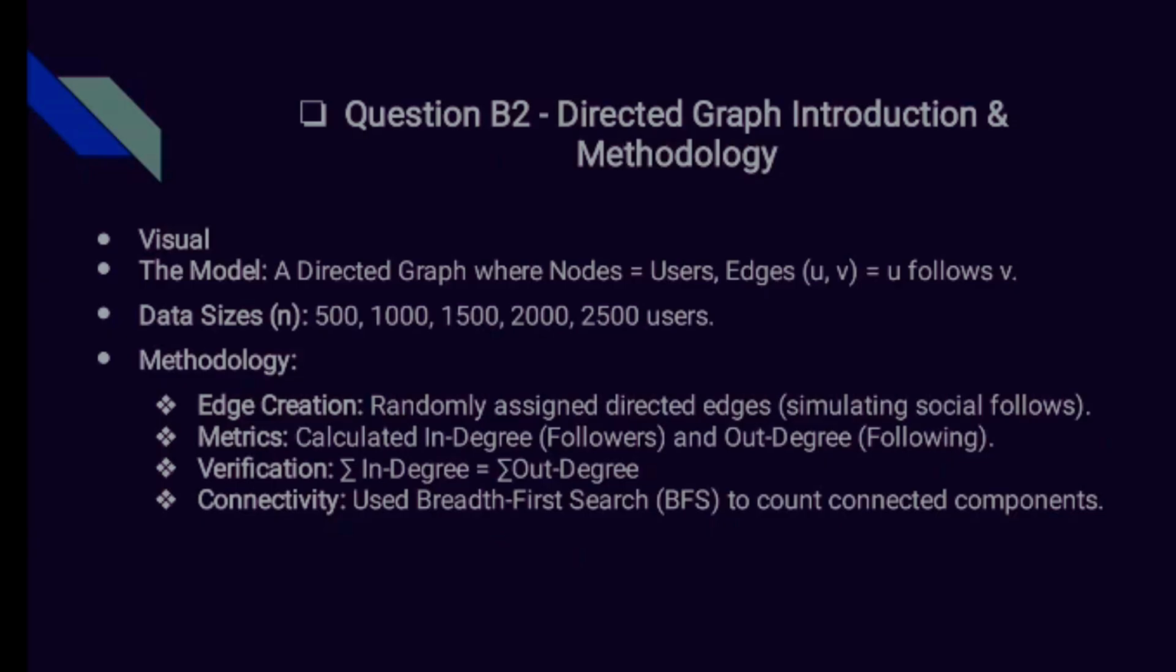For this part, we used a directed graph model. Each node represents a user, and a directed edge means one user follows another. We randomly created these edges to simulate social media behavior. We then calculated in-degree and out-degree and used BFS to analyze connectivity.